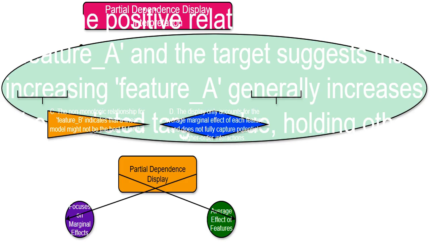This is correct. A non-monotonic relationship means the relationship isn't a straight line, it goes up and down. A linear model assumes a straight line relationship. So if I see a curvy line, a linear model is unlikely to capture the relationship accurately.